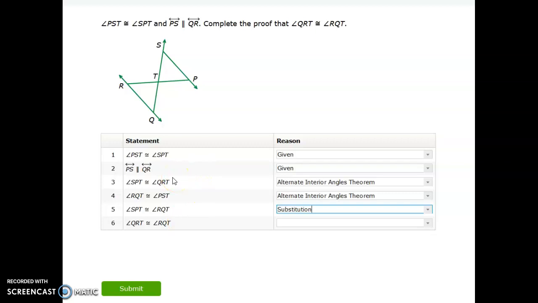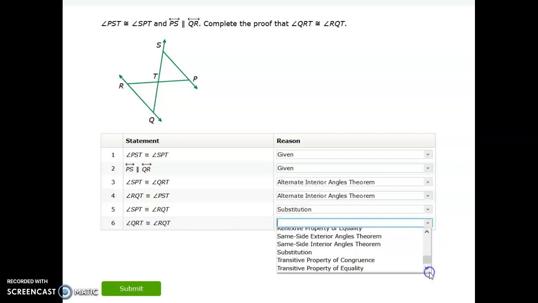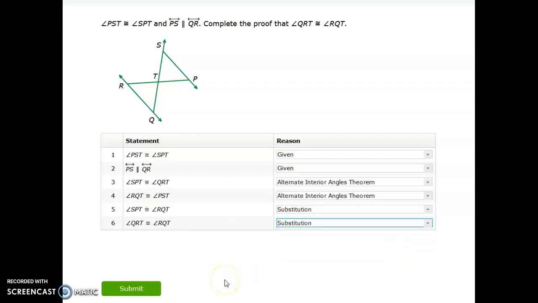Okay, SPT is congruent to QRT. And SPT is also congruent to RQT, so we can say that QRT is congruent to RQT. And again, this is the transitive property of congruence or substitution. And I will again say substitution for this one. And we'll go ahead and submit.